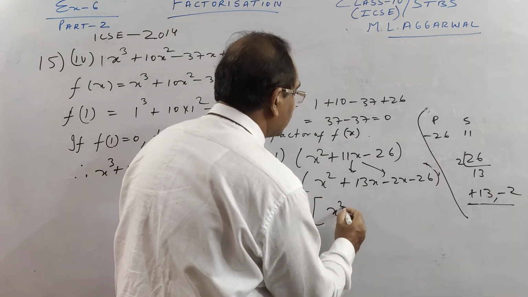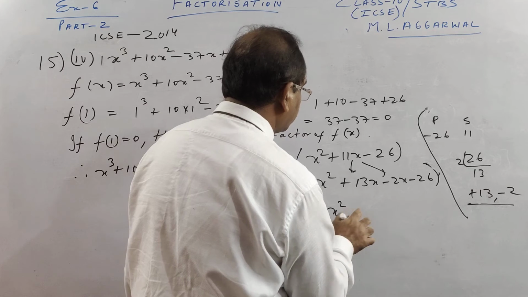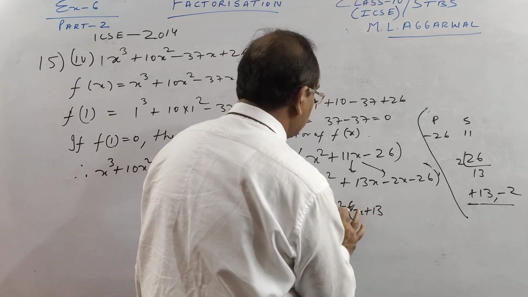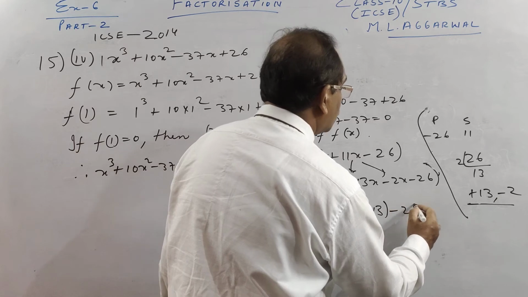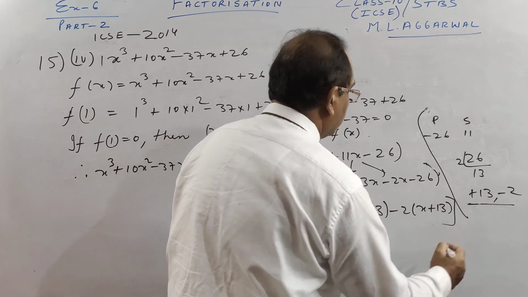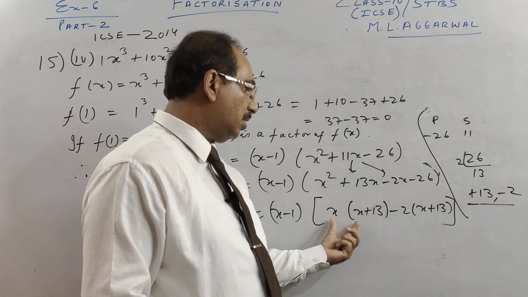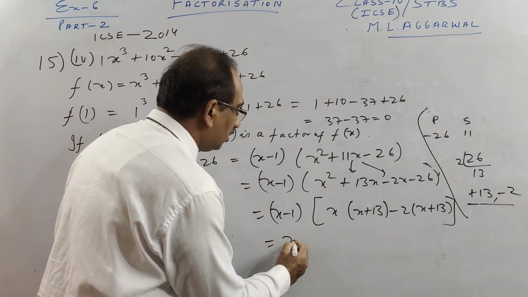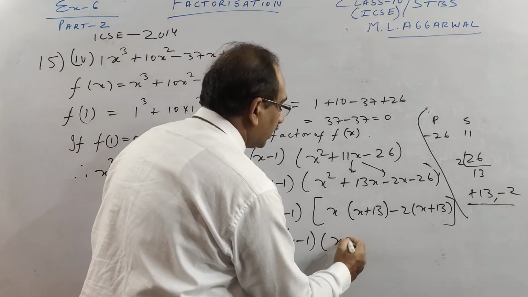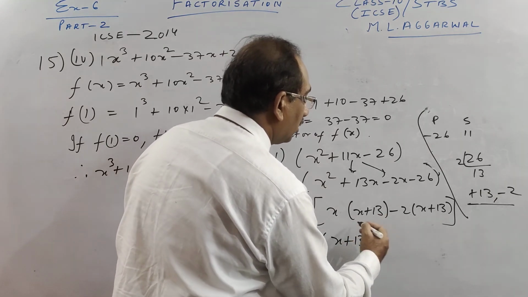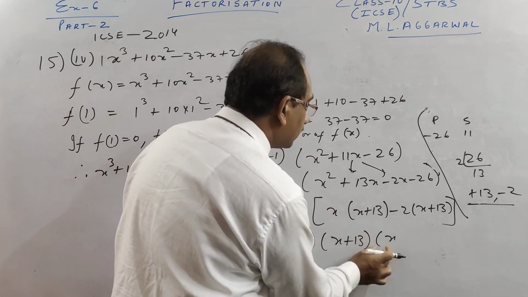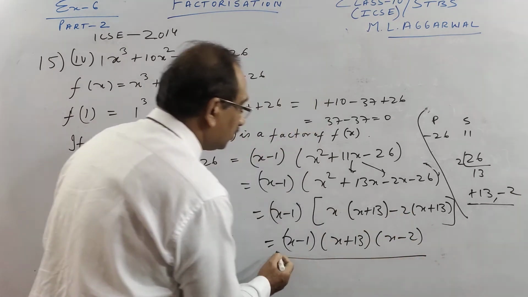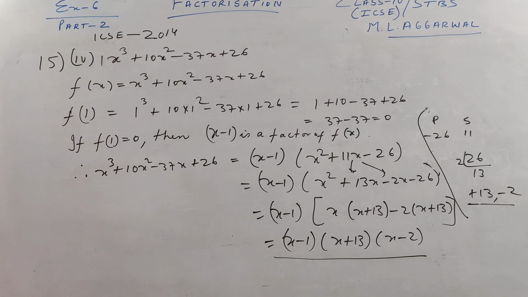So I use the big bracket: x square plus 13x minus 2x minus 26. x I take common, x into x plus 13, minus 2 into x plus 13. Any doubt you have, you check back. So we got the final thing here. Take out x plus 13, and what remains is x, and here minus 2 remains. So these three are my factors of the given cubic equation.